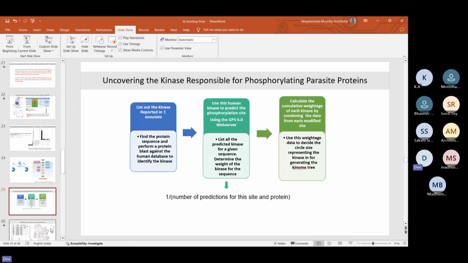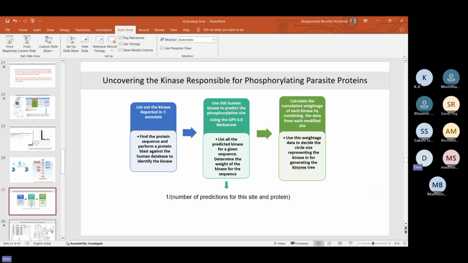There are more than 400 or more than 500 kinases reported in the case of Bos taurus, that is cattle, as well as human Homo sapiens. However, the number of kinases reported in Theileria annulata is very limited. One study highlighted that only 52 kinases are present, while Homo sapiens and Bos taurus have more than 500. So 10 times fewer kinases are there in the database for Theileria.